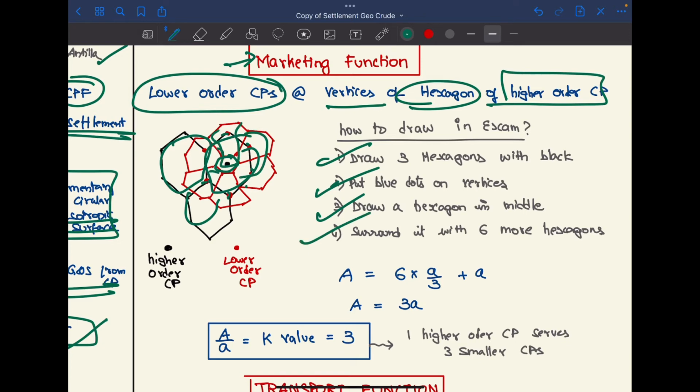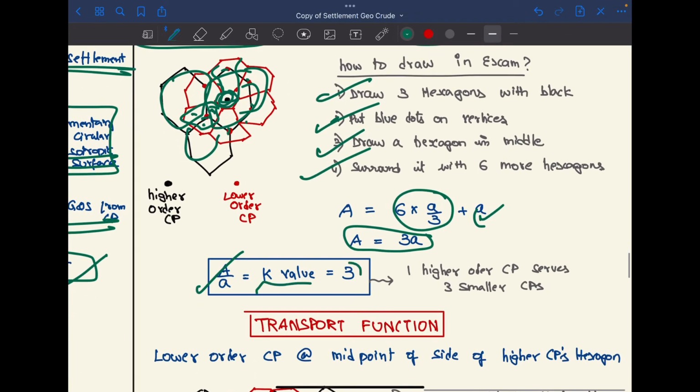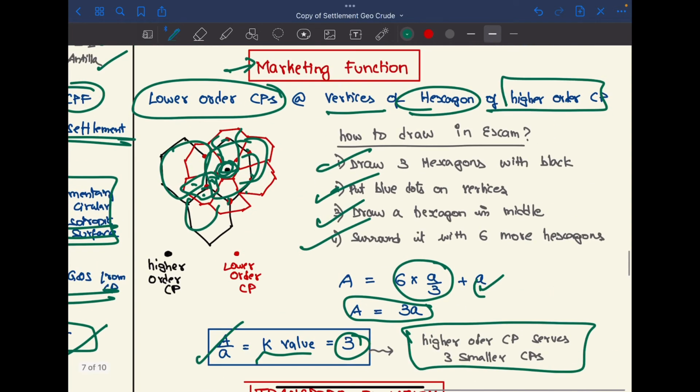So if you see, this small hexagon is being shared by three hexagons. Therefore, 6 times a by 3, plus this one single hexagon, a. Therefore, A equals 3a. Therefore, A by a, that is the k value, will be 3. Therefore, one higher order central place will serve three smaller central places for the marketing function.